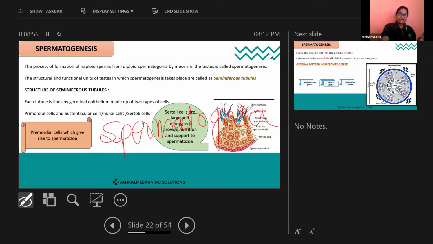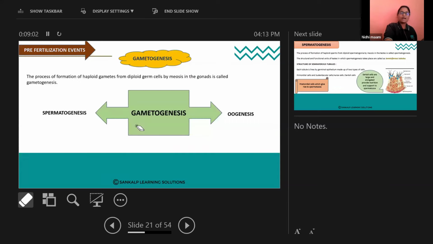Now, tell me, testis alagatte anta helde. In testis, in which part does the spermatogenesis occur? We got to know the testis. Testis ಈ ರೀತಿ ಇರತ್ತೆ ಅಲ್ವಾ? Very good, Yamuna Gowda. It is seminiferous tubules.